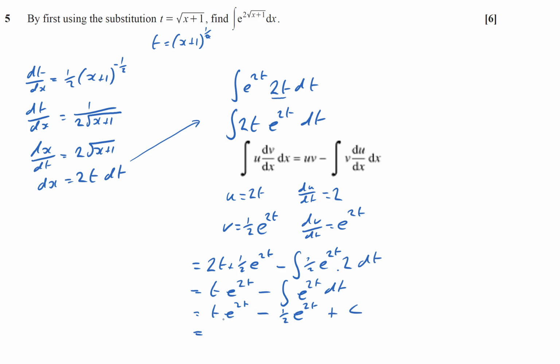But we now need to put it back in terms of x, so that'll be the square root of x plus 1 times e to the 2 root x plus 1, minus a half e to the 2 root x plus 1, plus c. And that's quite an awkward question, but it's done.